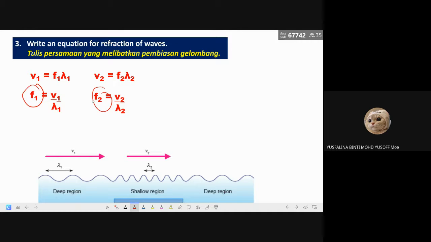So that means we can just equate V1 lambda 1 equals V2 lambda 2, since both frequencies have the same value, because for refraction the frequency is constant before and after the refraction. So we can just equate the formula here, and you will get this formula. This formula is only used for refraction since in refraction the frequency is the same. Don't use this formula for reflection, because in reflection everything is the same except the direction of propagation and also the velocity.